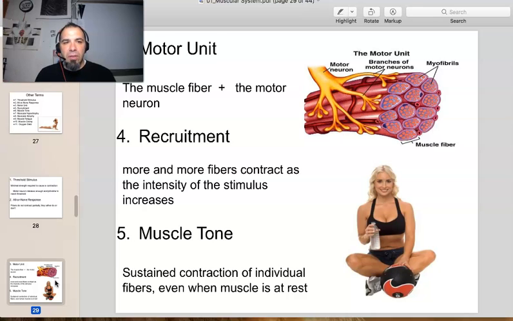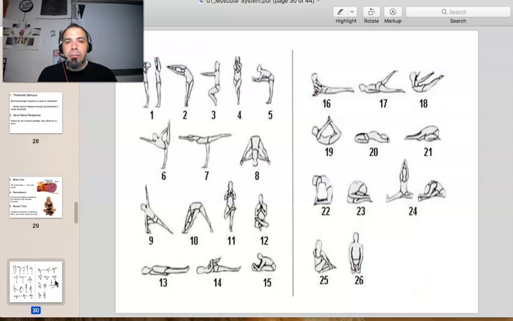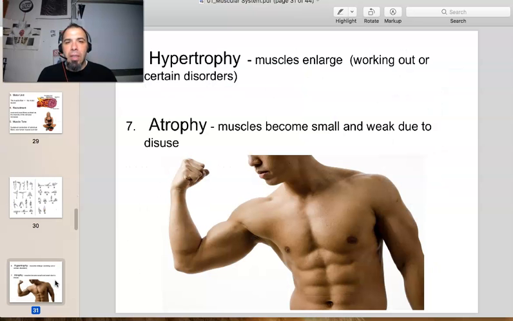So as your muscles contract, as the intensity of that contraction occurs, more and more of these fibers will kind of jump in. And then muscle tone, that's just a contraction of individual fibers in muscles at rest. So if you have muscle tone, as opposed to not having muscle tone. Those of you that maybe exercise a little bit more than others, your muscle tone's probably a little more defined.